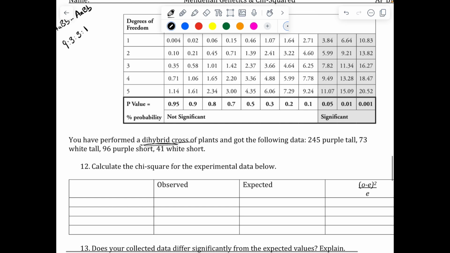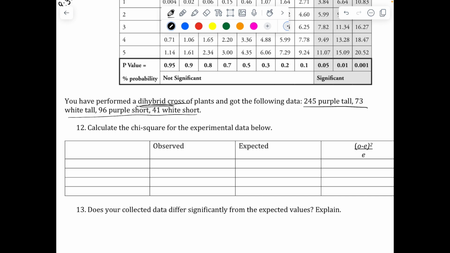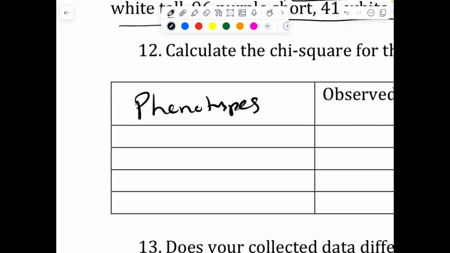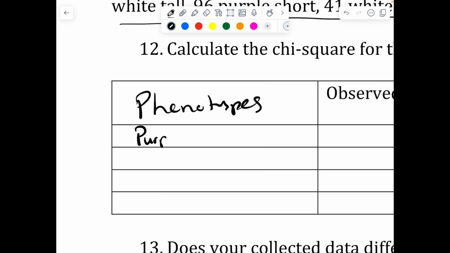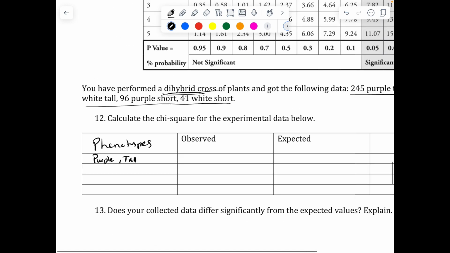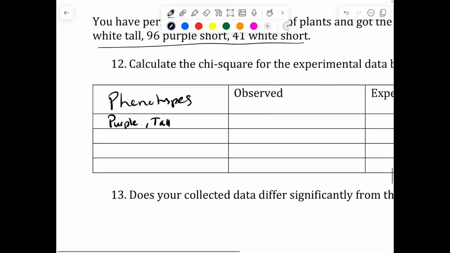So we have a dihybrid cross of plants, and we get the following data, and it writes out the data for me, and it gives me the phenotypes, and then I have to create this chart. This is a chi-square chart. So in this box, I'm going to put the phenotypes, which the first one is purple tall. The second one is white tall, purple short, white short. So I'll just try to keep that at the top there.